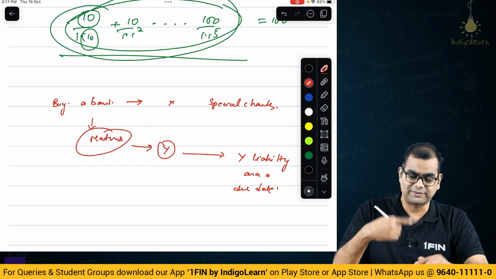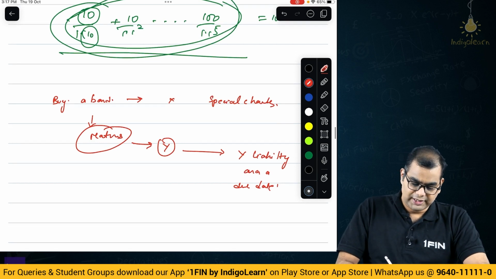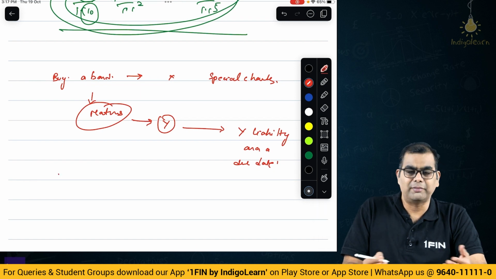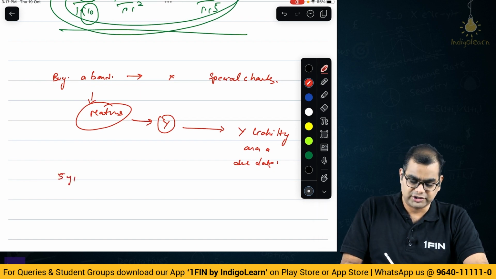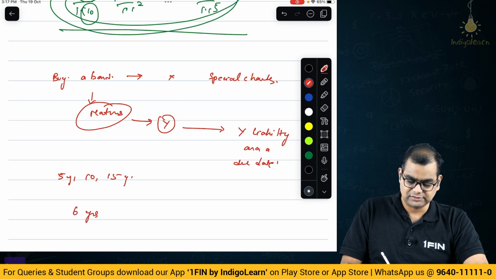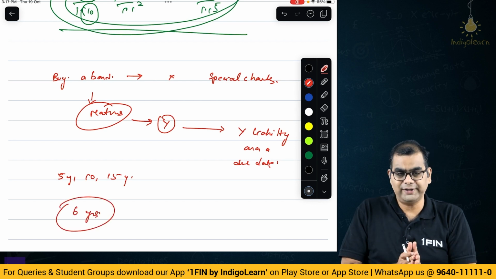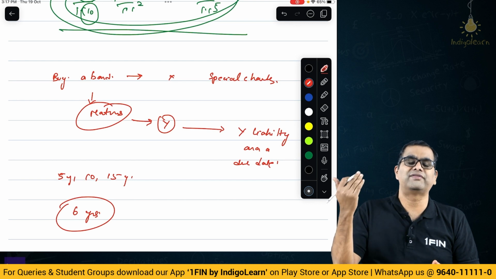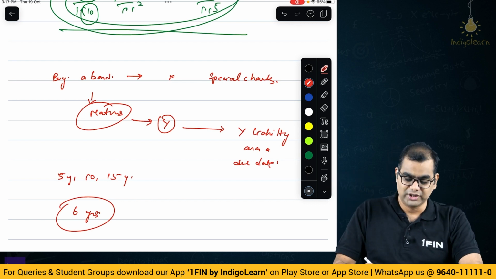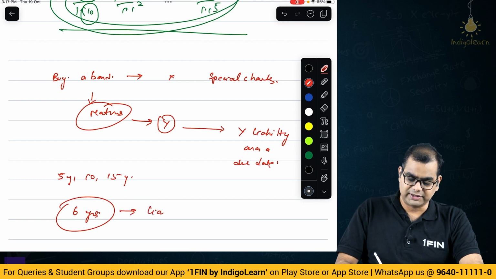So, just to explain this further, let us say there are in the market 5-year bonds, 10-year bonds, 15-year bonds, so on and so forth. However, you have a liability which is exactly 6 years. You have money today, you have a liability that you need to pay after 6 years. Think of it as some PF, pension, gratuity, whatever it is, there is some liability. After 6 years, you have a liability, but you have some money today.